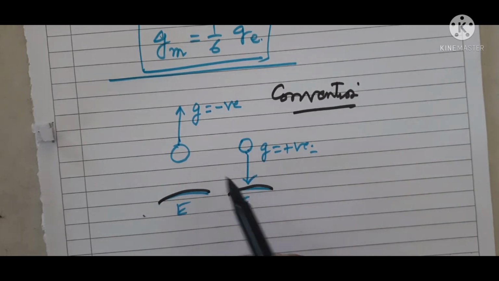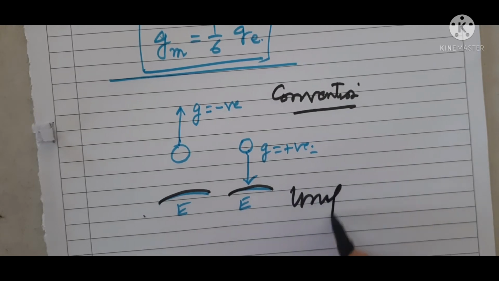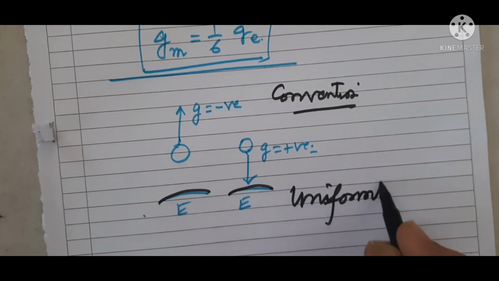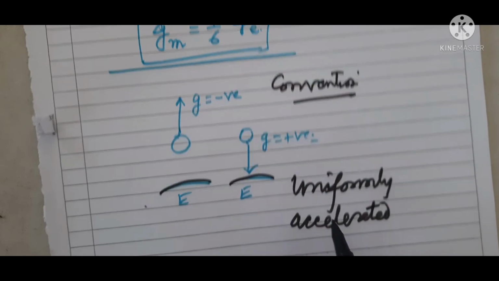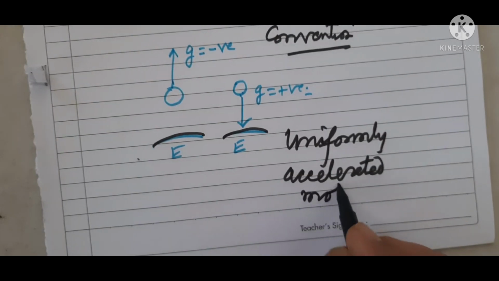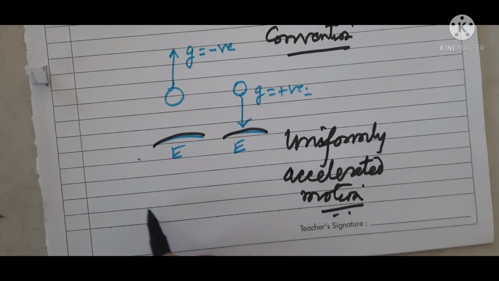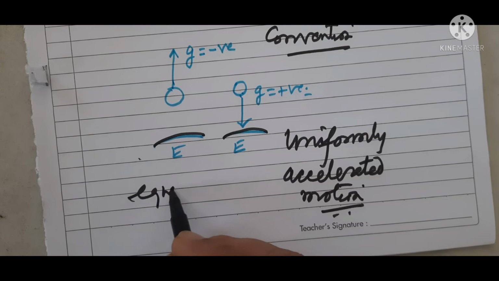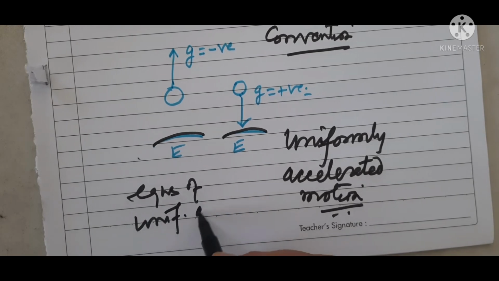When an object is coming from top to bottom or going from bottom to top, that is termed uniformly accelerated motion. If we consider this uniformly accelerated motion, then you have a right to apply the equations of uniformly accelerated motion.